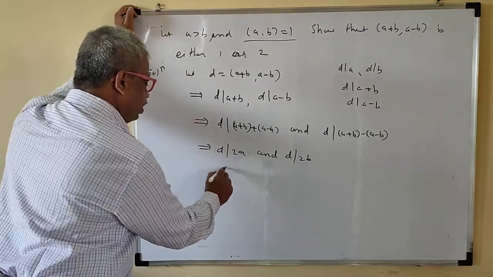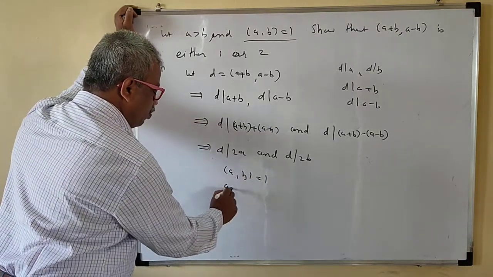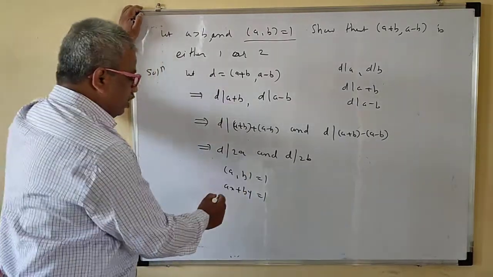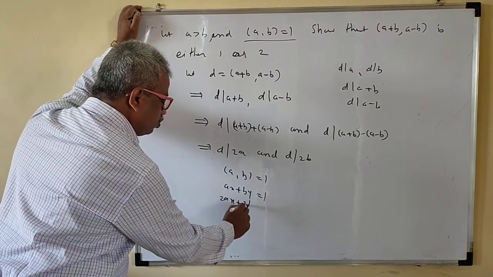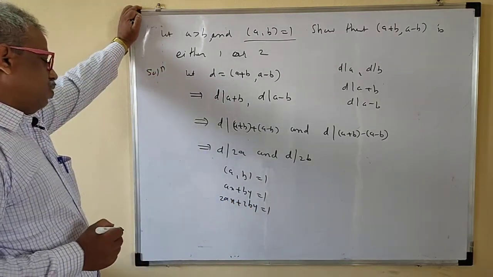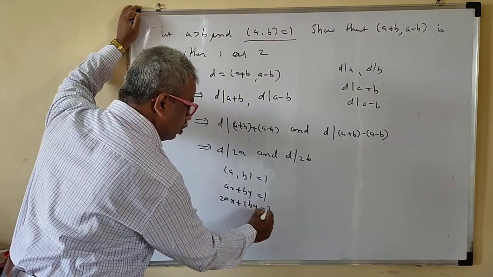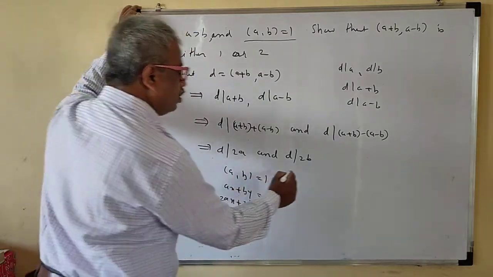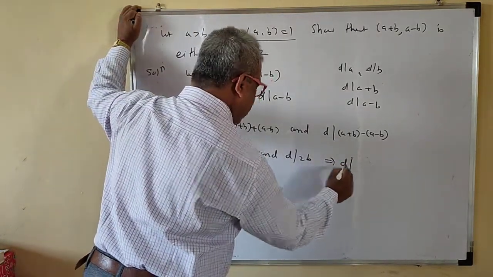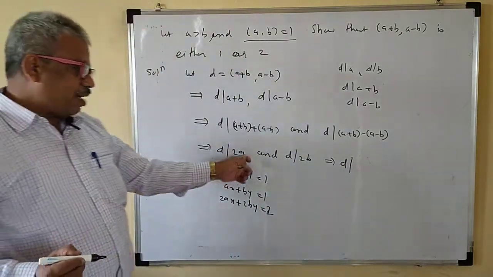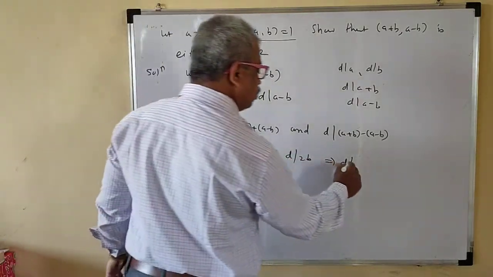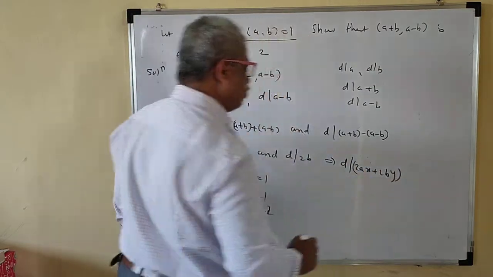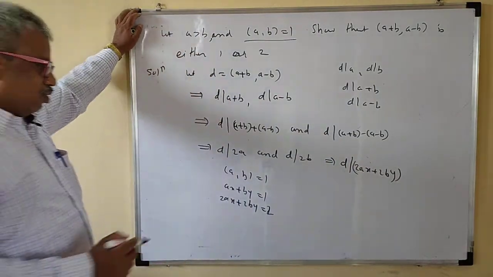Since the GCD of a and b is 1, therefore ax plus by is equal to 1. I multiply by 2, so twice ax plus twice by is equal to 2. So this also implies that d divides twice ax plus twice by.